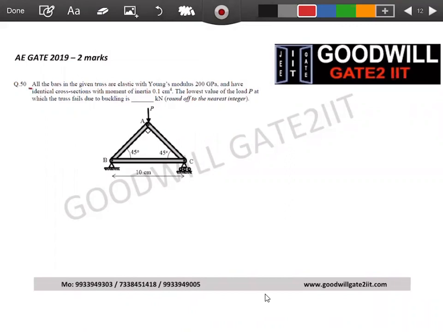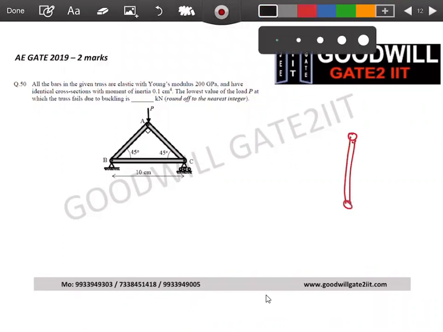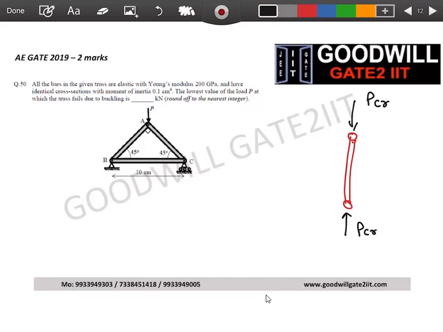Let's read the numerical. All the bars in the given truss are elastic with Young's modulus equal to this, and have identical cross sections with the moment of inertia of this. So they have given the area moment of inertia. Now the question says, what is the lowest value of the load P at which the truss fails due to buckling? A column is one which buckles under compressive load. Any kind of column will only buckle when you apply some critical load to it, and that is nothing but Euler's theory of buckling. For columns, we need to study this. I'm assuming that this is needed later and you know this. If not, it's fine, I'll try to cover this part.